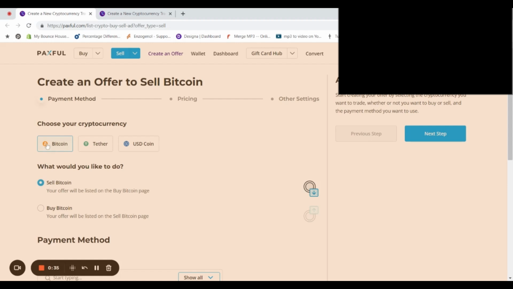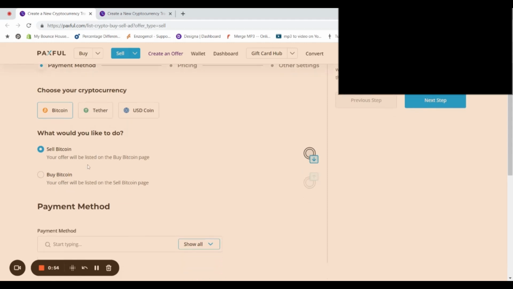So with Bitcoin, we're going to start as if we were selling Bitcoin. We could do ads for all three cryptocurrencies. We're going to focus on Bitcoin right now, but whatever we do with Bitcoin, we could times two and times three it with the other ones. So we can duplicate it with the other cryptocurrencies as well.